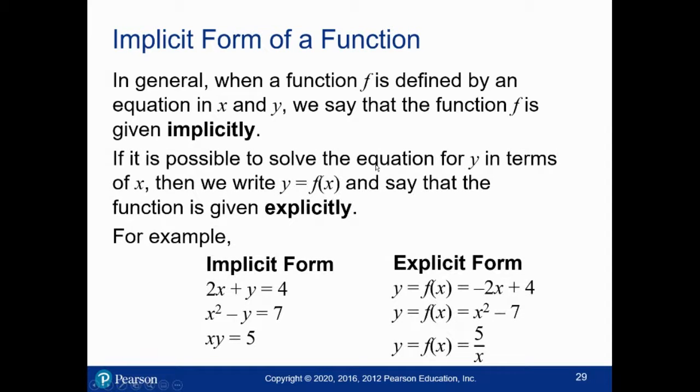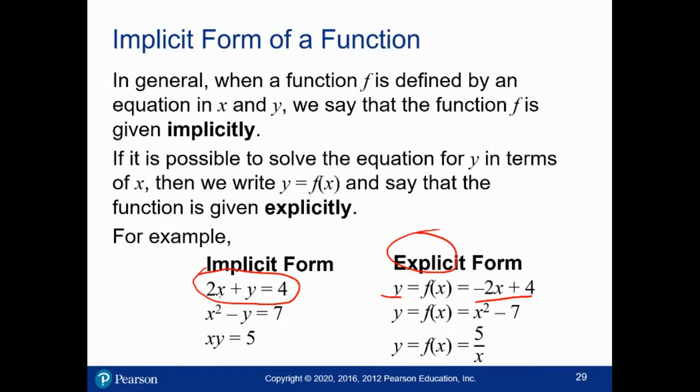If you can get y equals stuff involving x, that's called an explicit form. If you have an equation where y hasn't been solved for, that's an implicit form. Sometimes, and in all of the examples they've given, it can be done. An implicit form can be made into an explicit form by solving for y.